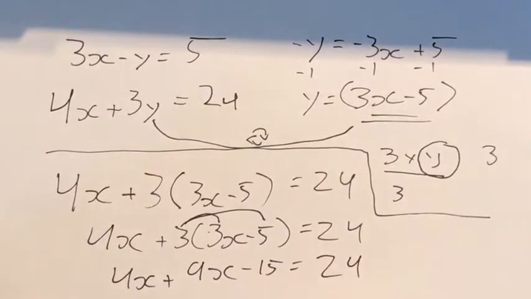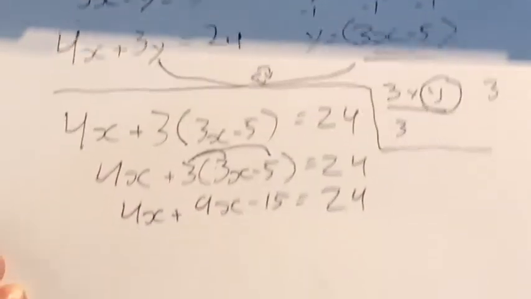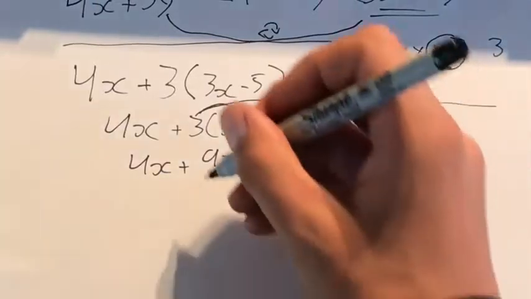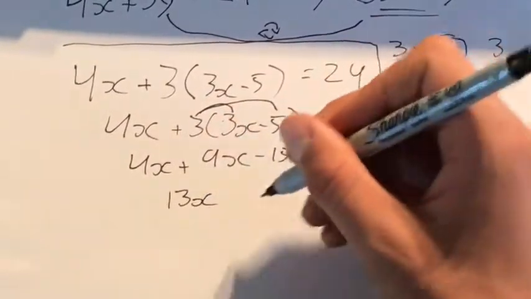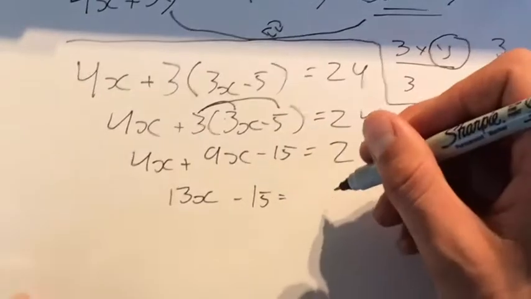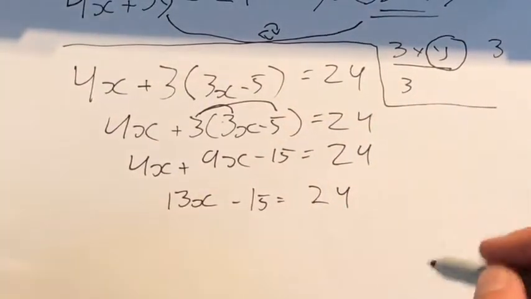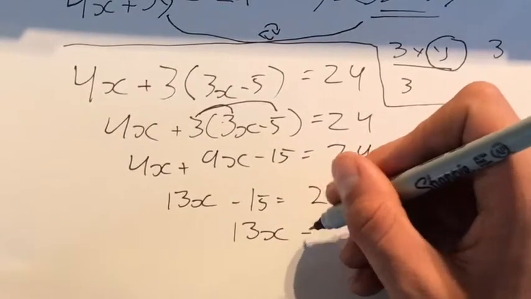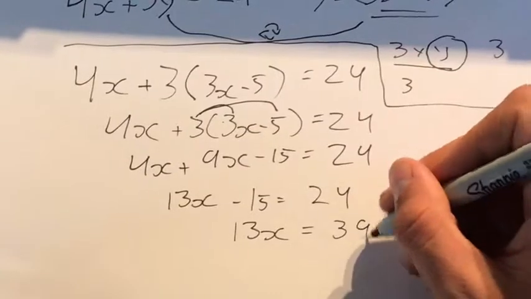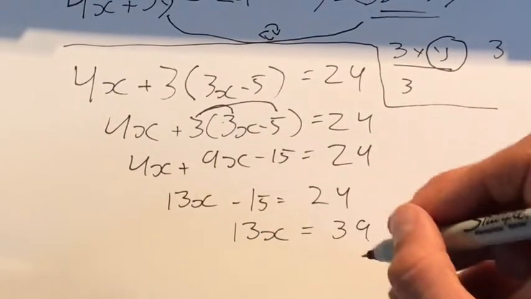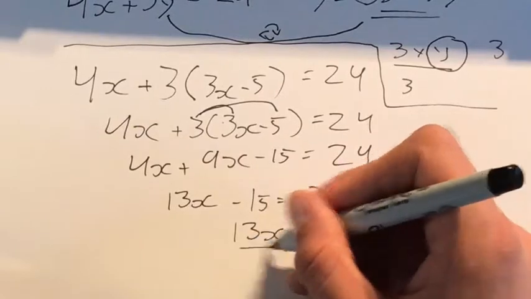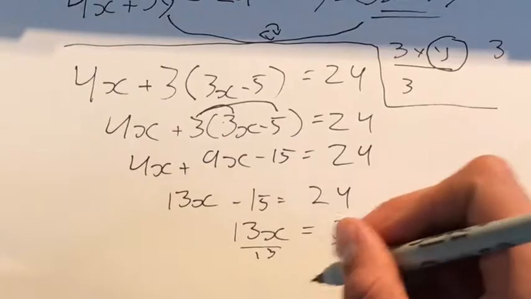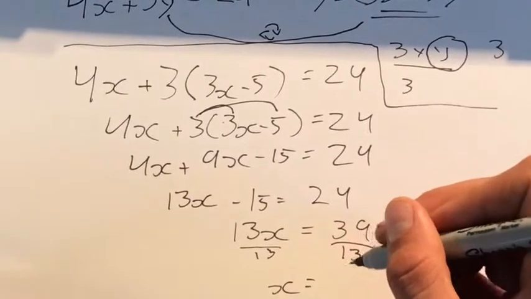Now combine like terms. You're going to get 13x minus 15 equals 24. Add 15 to both sides. 13x equals 39. Divide each side by 13. 13x divided by 13, and 39 divided by 13. You're going to get x equals 3.